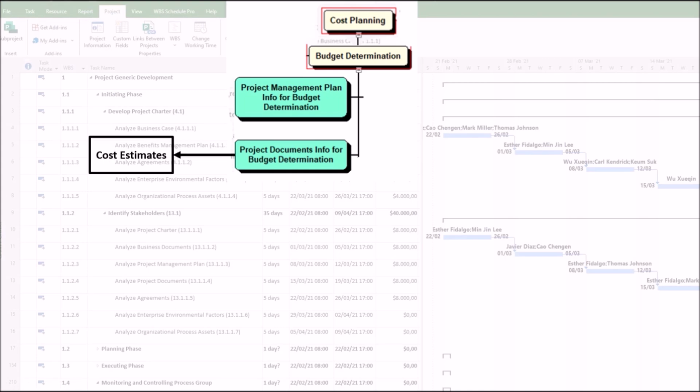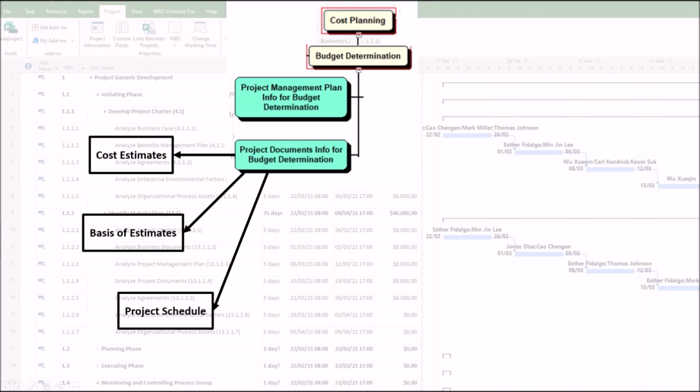1. Cost estimates. The foundation of the budget, providing detailed cost projections for project activities. 2. Basis of estimates. Justifications and assumptions behind cost estimates, ensuring accuracy.